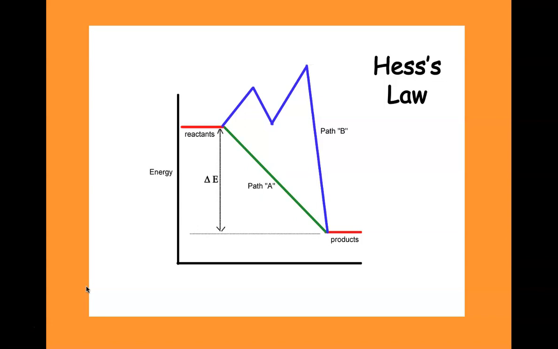Another way of looking at the exact same thing is you still have reactants going to products. It could go in just one step or multiple steps. Either way, the beginning and the ending are still the same.